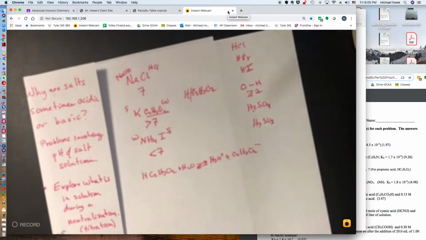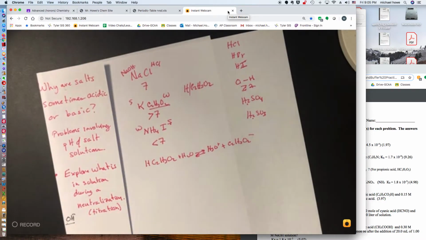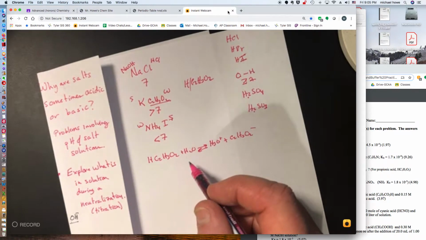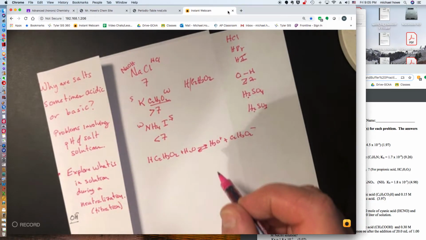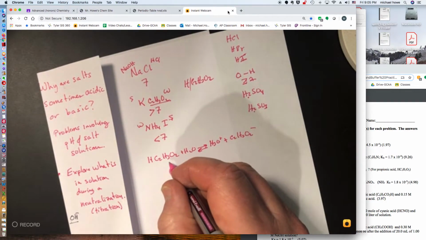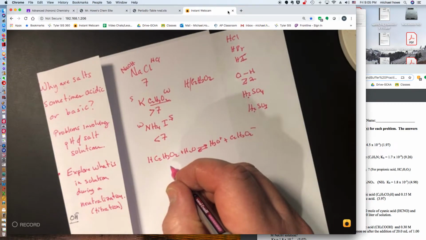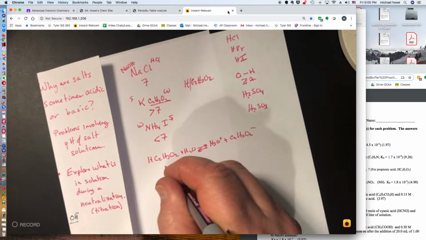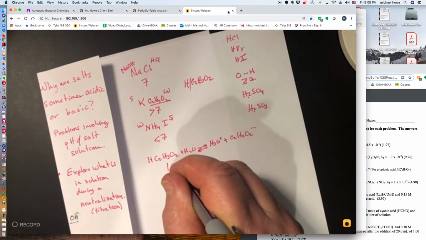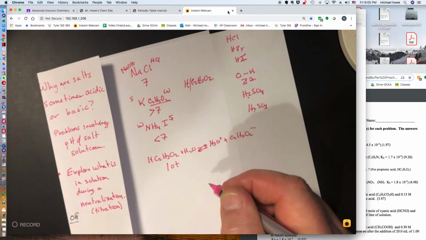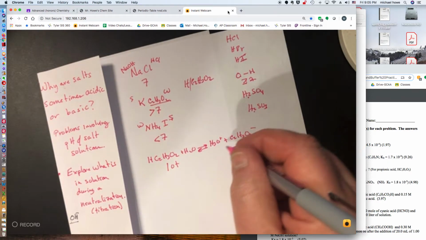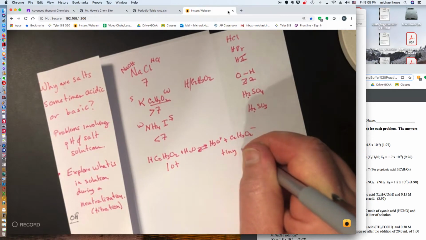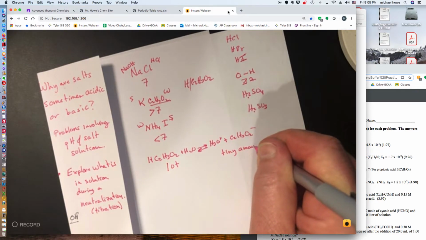So I had written a little bit more, which you couldn't see. So this is the equation for acetic acid in water, reacting with water. Remember, this is one of those acids that made a really dim light bulb. So that means that in the solution, you've got a lot of these things over here. There's just a lot of acid, but there's a tiny amount of these things.